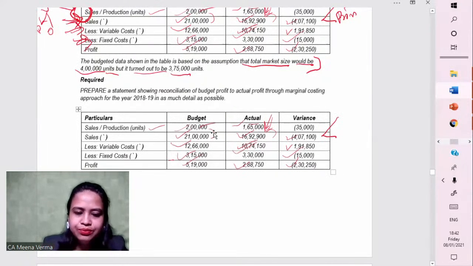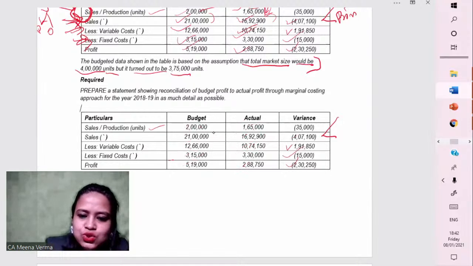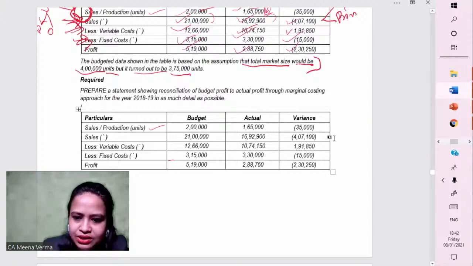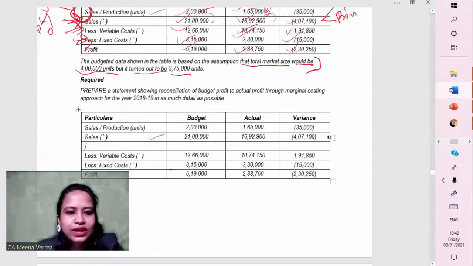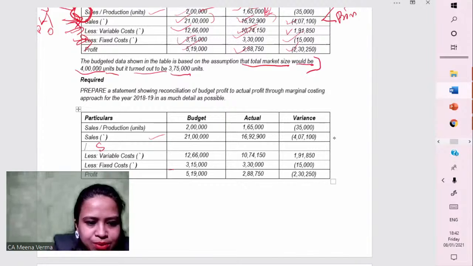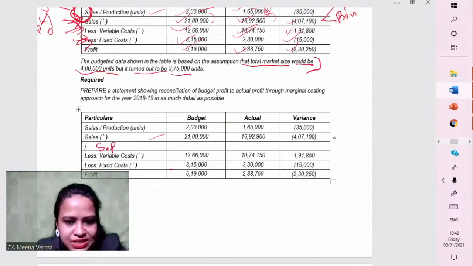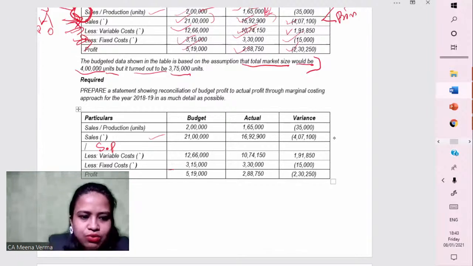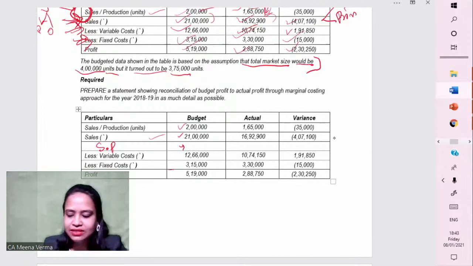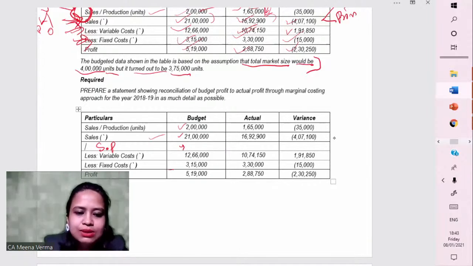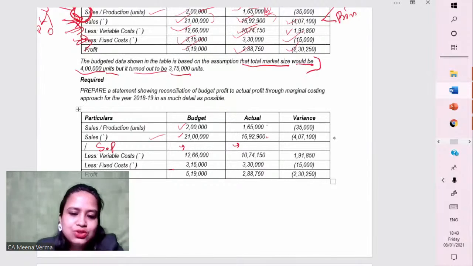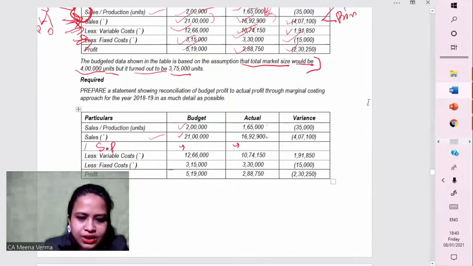Now in this table, I want to find the actual selling price and budgeted selling price, है ना? That will help me to find the sale price variance. ठीक है? So the selling price I want to find, the budgeted selling price and the actual selling price. For that, what will I do? Sales divided by the number of units. This way I'll get the budgeted selling price, and that will help me to find the sale price variance. Similarly, I'll find the actual selling price by dividing these two pieces of information. ठीक है? Divide it, give me the answers.